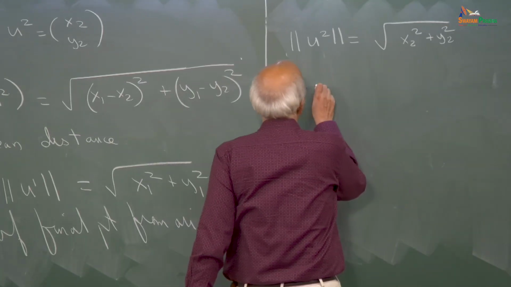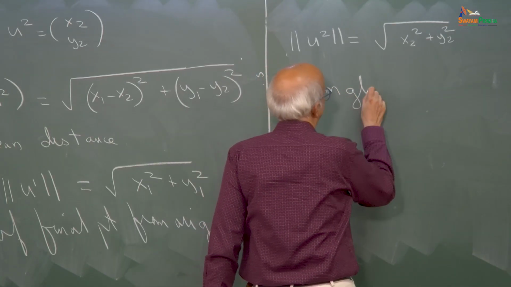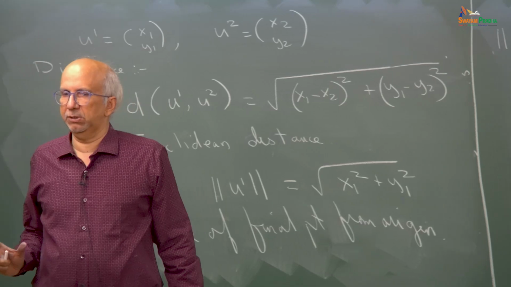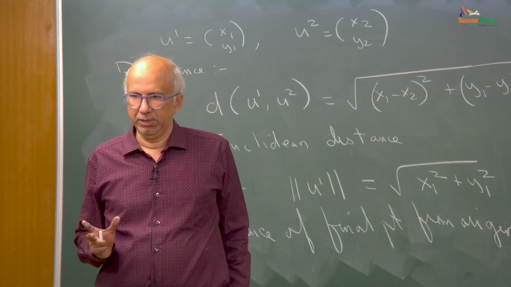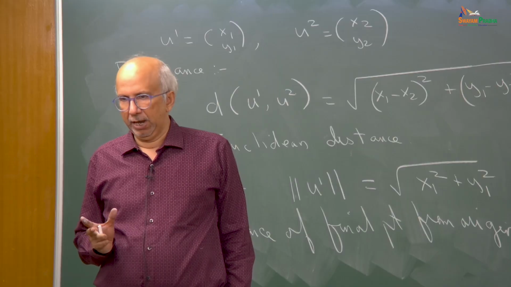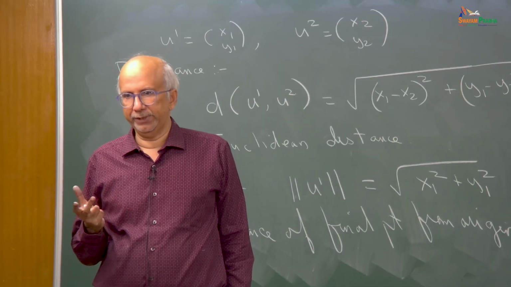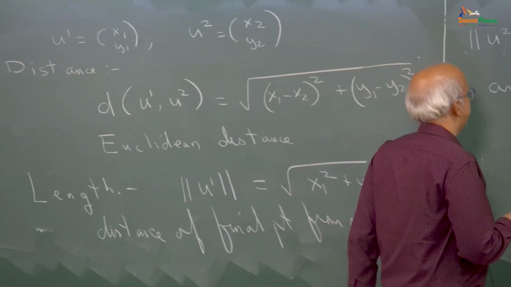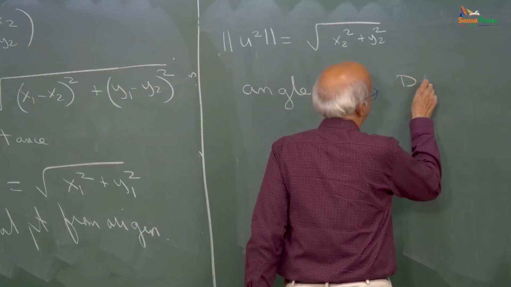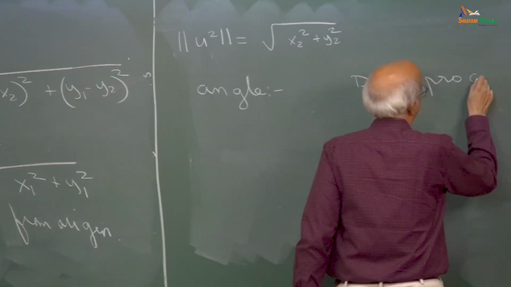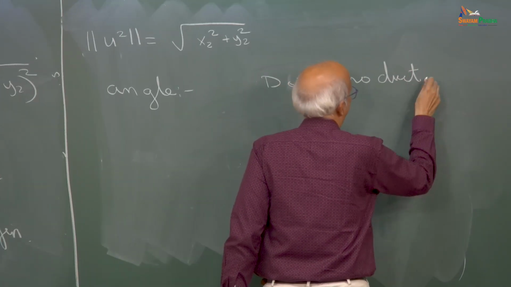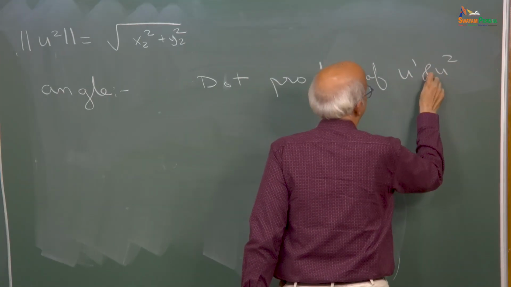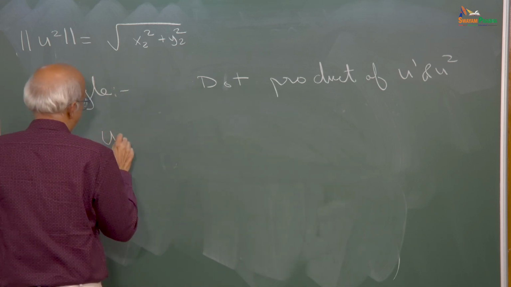Now the other concept is that of angle, and what you are used to is this concept of dot product to find the angle. If I give you two vectors, you take the dot product of the vectors and then divide by the magnitude or the length of each vector, and you get cosine of the angle, right. So, basically the angle is given by the dot product of u1 and u2, and how does this work?